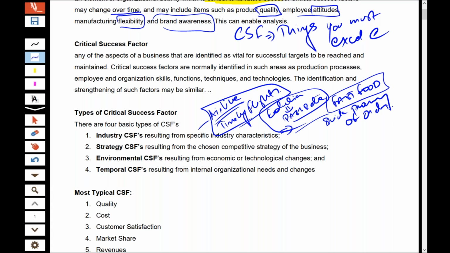How do we get to know about our critical success factors? There could be multiple factors, multiple things through which the critical success factors could be established. The first one of them is the industry in which you are operating in. The industry actually tells you what your critical success factors are going to be.